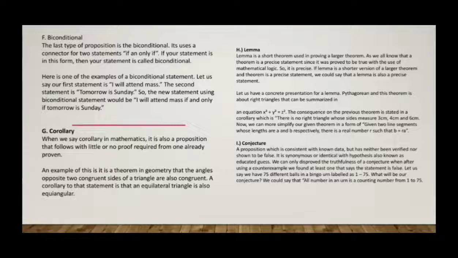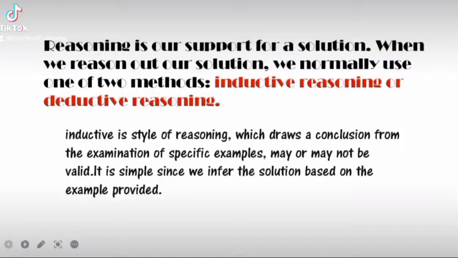A conjecture is a proposition which is consistent with known data but has neither been verified nor shown to be false. It is synonymous or identical with hypothesis, also known as an educated guess. We can only disprove its truthfulness if we find at least one false statement. Example, 75 different balls in a bingo urn, labeled 1 to 75. Turning to a statement, all numbers in an urn are counting numbers from 1 to 75. This is our support for a solution.